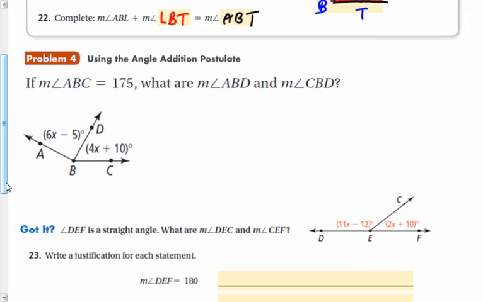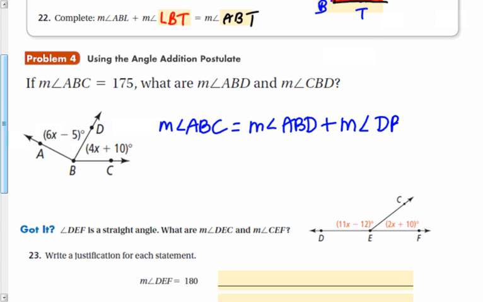If the measure of angle ABC here is 175, what are the measures of the other two angles? So, the measure of angle ABC, that's the whole angle, has to equal the measure of angle ABD plus the measure of angle DBC by the protractor postulate. Oh, sorry, wrong postulate, the angle addition postulate.